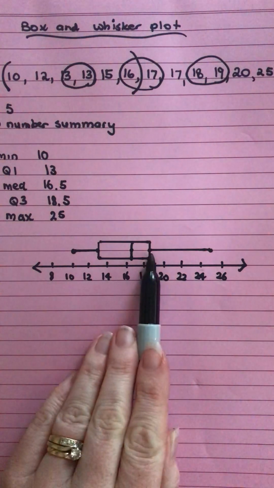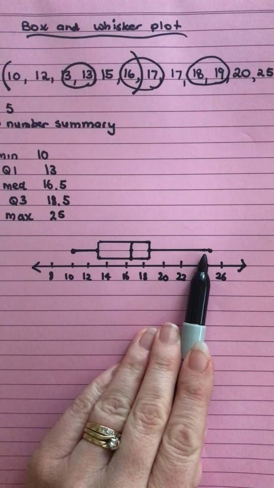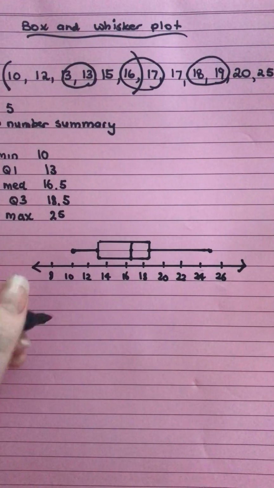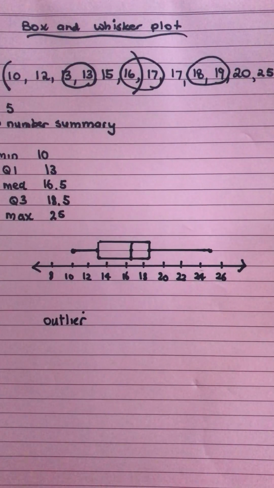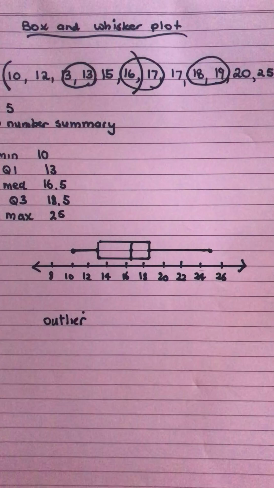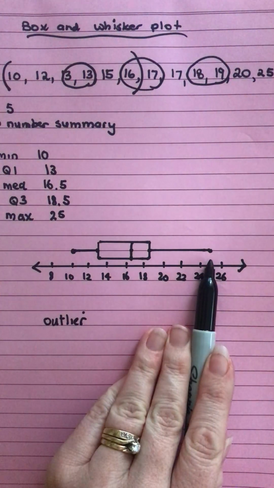Now, having this whisker here makes me wonder if I have an outlier. Now, an outlier, and I'll write the word here, an outlier is a number that's significantly higher or lower than the rest. So having a long whisker can sometimes indicate that we have an outlier.